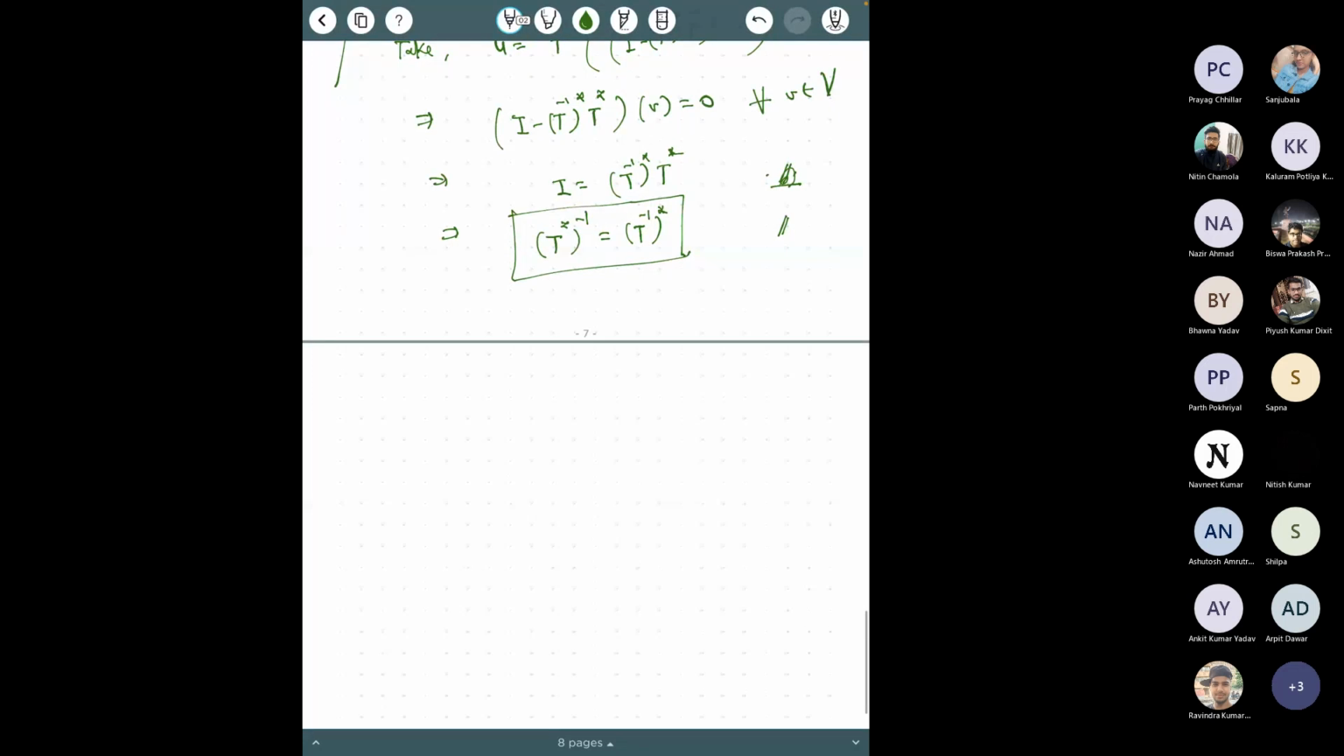What is a Hermitian matrix? Yes, sir. Conjugate transpose equal to itself. The matrix itself, right? Have you also heard about a unitary matrix? Yes, sir. What is it? Conjugate transpose multiplied by the matrix equal to identity. A star A equal to I.